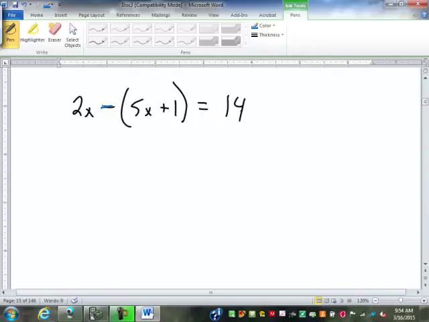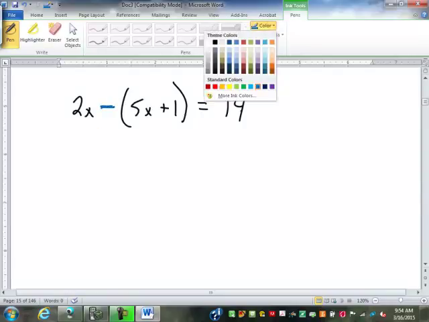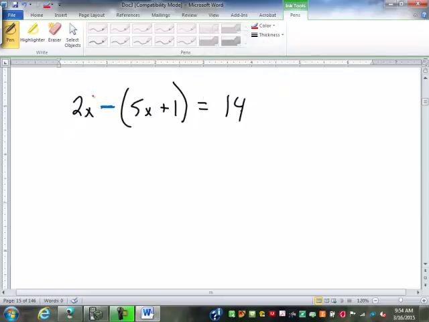The minus. And like many other cases, there are these invisible ones, like the x is really x to the power of 1. This you really need to think of as a negative 1 times the parentheses. So now there is something that needs to be done to that parentheses. The 2x here doesn't change, but negative 1 times 5x is a negative 5x. Negative 1 times 1 is a negative 1.